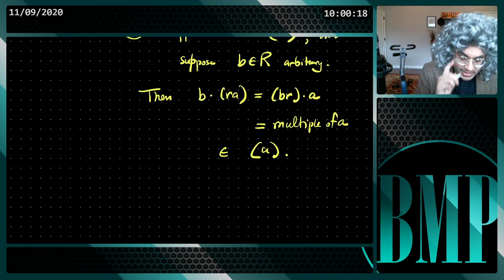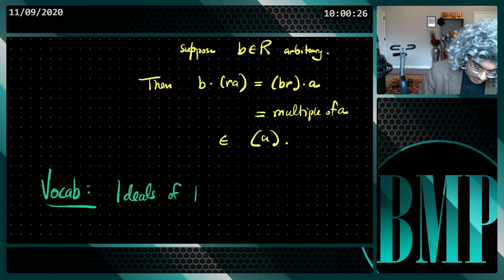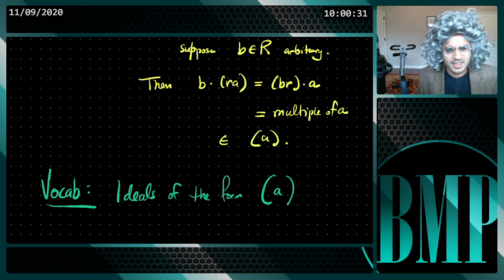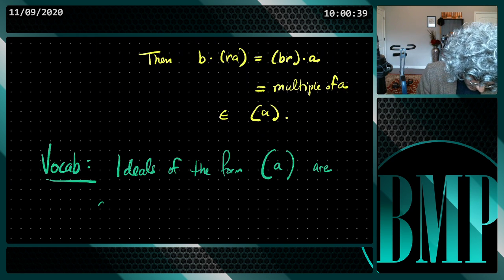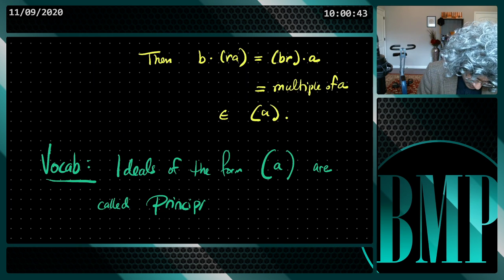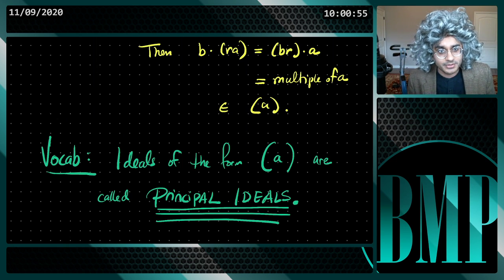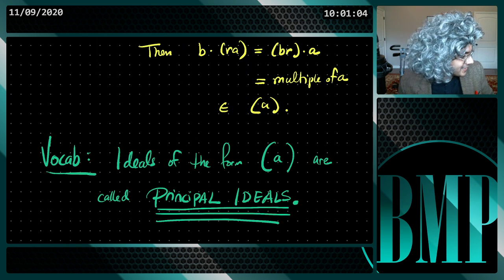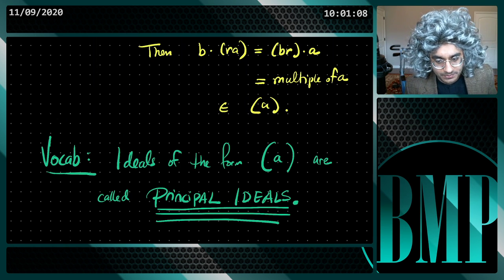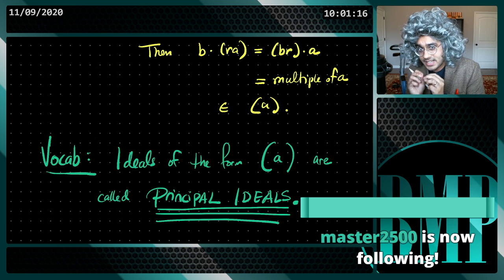Okay? So there's a word for this type of ideal. Ideals of the form all multiples of a given element are called principal ideals. They are, in a sense, the simplest kind of ideal that you can construct. Pick an element and take all multiples of it. Okay, that's the analog of, like, a cyclic subgroup.